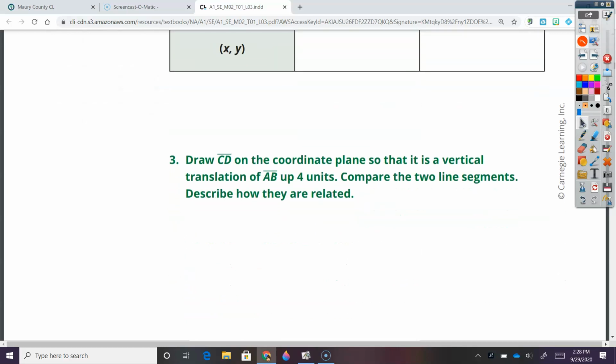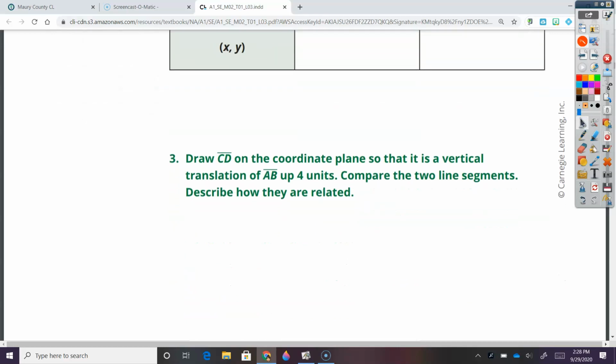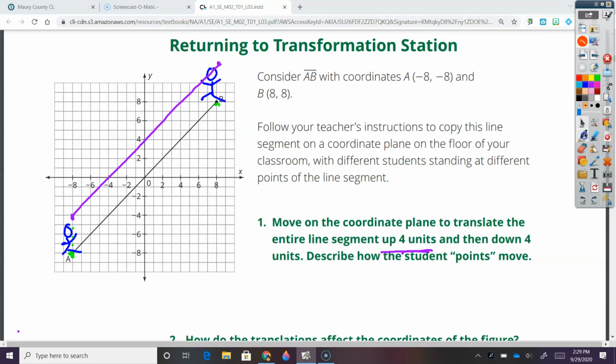Number 3, draw a line CD on the coordinate plane that is a vertical translation of AB up 4 units. Compare the two line segments, describe how they're related. So if we go back to our picture, here we had CD and it's parallel to AB.